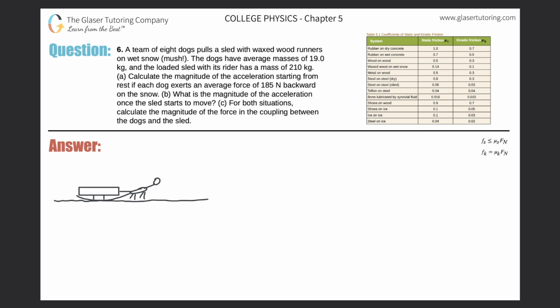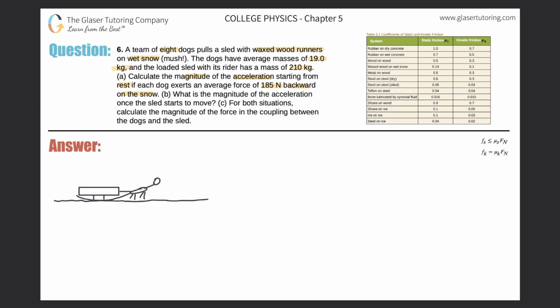Number 6. A team of 8 dogs pulls a sled with waxed wood runners on wet snow. Mush. The dogs have average masses of 19 kilograms, and the loaded sled with its rider has a mass of 210 kilograms. Letter A. Calculate the magnitude of the acceleration starting from rest if each dog exerts an average force of 185 newtons backward on the snow.